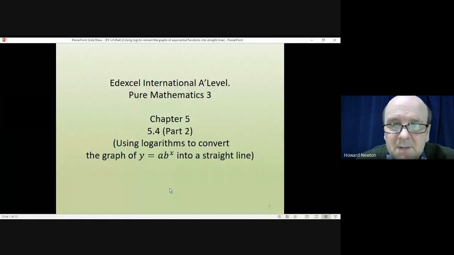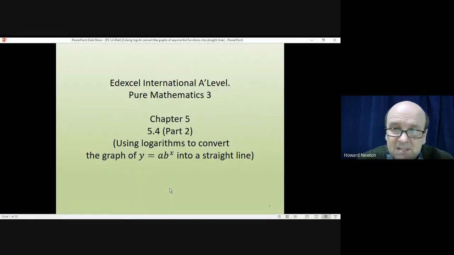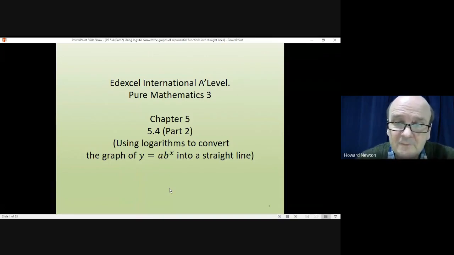Hi there, and welcome to this lesson on Pure Mathematics 3. In this lesson, we're looking at how you can use logarithms to convert the graph of the exponential function, y equals ab to the power of x, into a straight line.